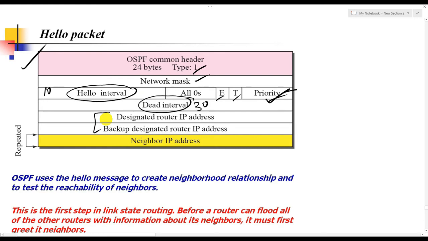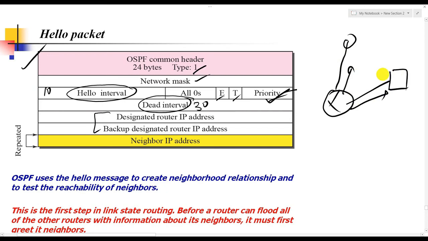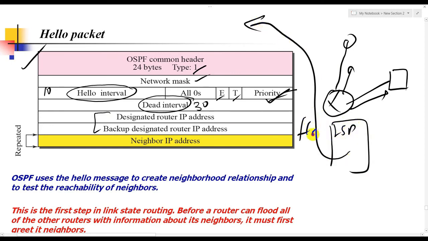The hello packet is initially delivered to all others. For example, this is a router. It connects to one point-to-point link and, let's say, one stub. It will send a hello message to both of these connections and get the status. Then whatever information it collected, it makes a link state packet and floods it to every other router. This is called the hello packet.